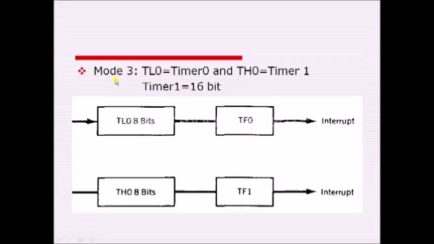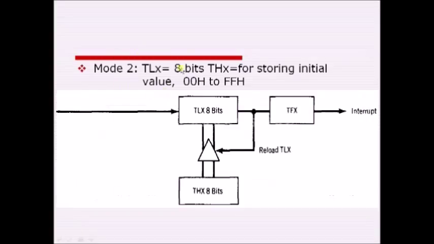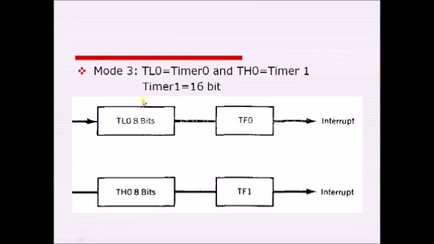This mode is basically used whenever we want three timers. For example, I want one timer for generating the delay, one timer for counting the events, and one timer for generating the baud rate. Then I'm going to use this kind of mode. And mode 2 is basically used in serial communication for generating the baud rates.